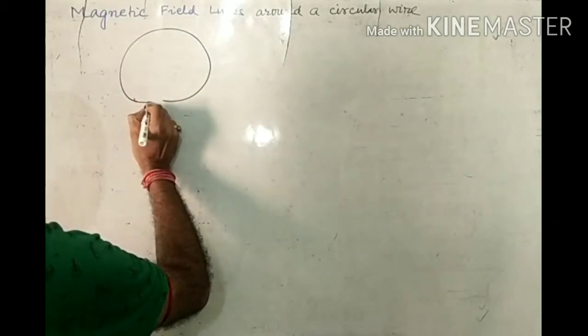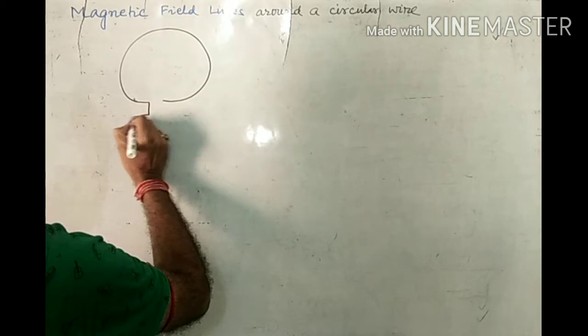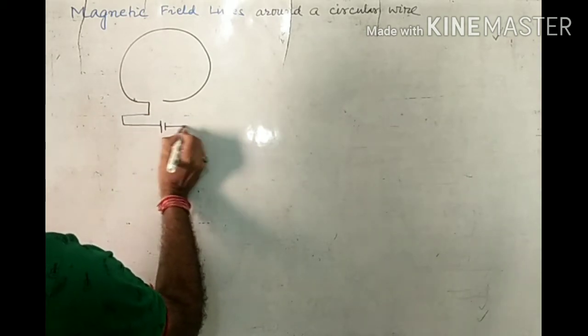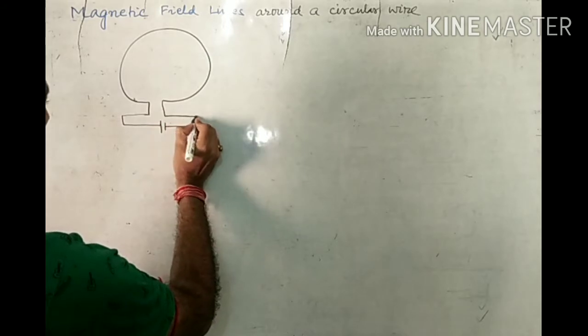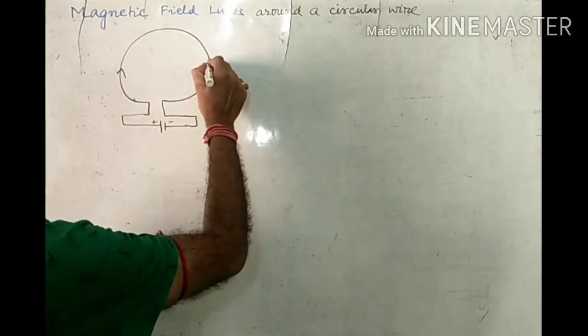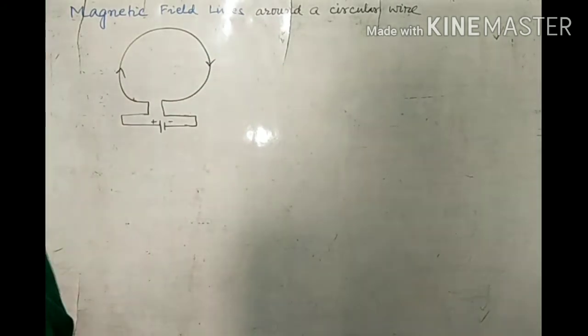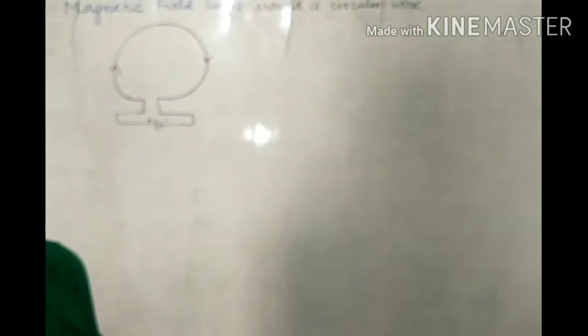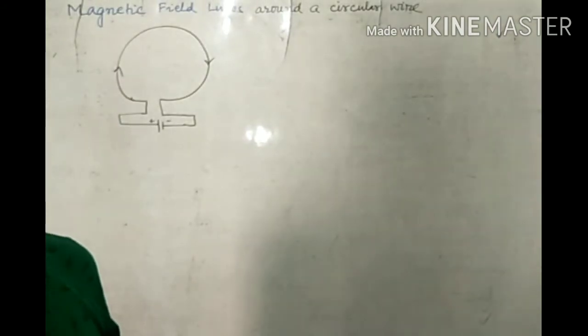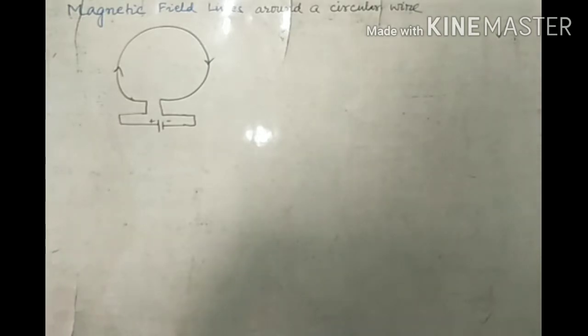This is a circular wire in which current is flowing. This is a circular loop or wire in which current is flowing. Now what will be the nature, the direction of magnetic field lines in this circular wire?